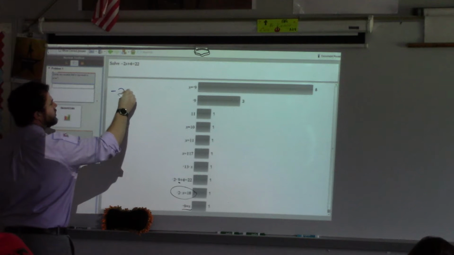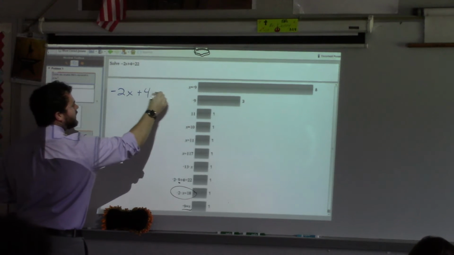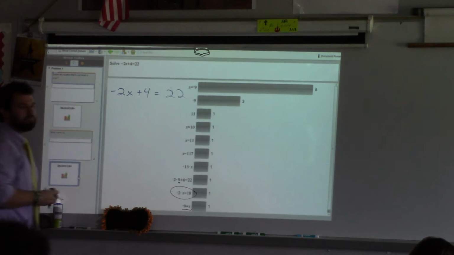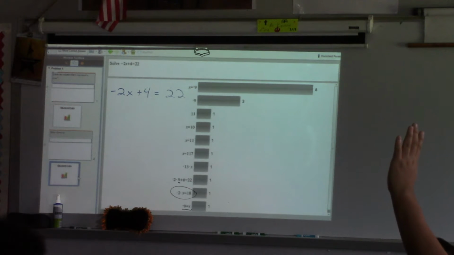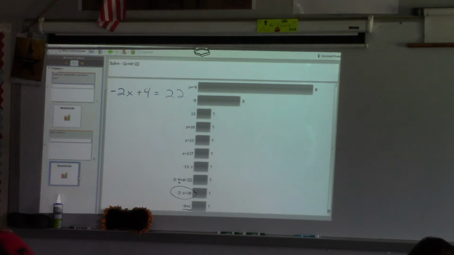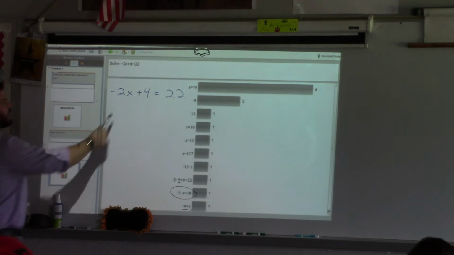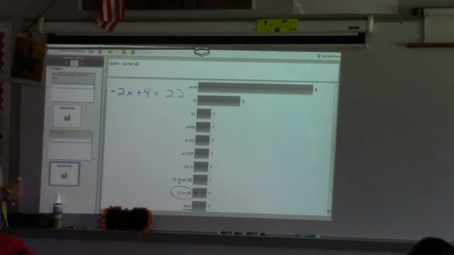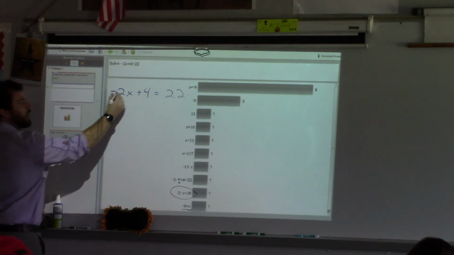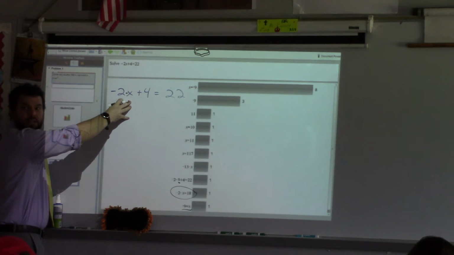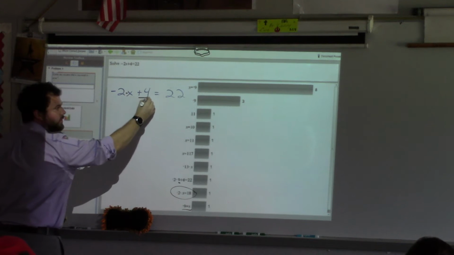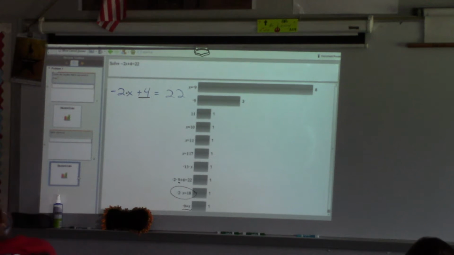So -2x plus 4 is equal to 22. How would I go about solving this equation first? Same people raising their hand is normal. Okay, Kelsey, I'll start with you. Undo the last thing being done to x. Okay, so what's the last thing being done to this x right here? Multiply. 4. So be careful, Terrence. That's a good try, but notice, you see how the multiplication is actually the very first thing happening? The last thing is plus 4. We good with that idea?